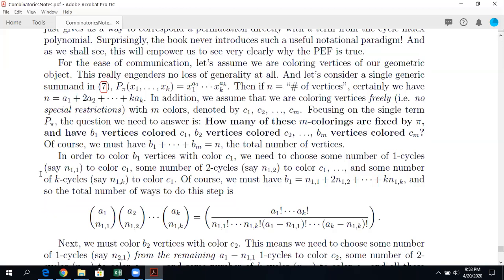Once again, I just want to remind you we're considering coloring vertices freely, so no special restrictions, with m colors. And I'm going to use c1 through cm, the way they did in the PEF statement upstairs, to denote our m colors.